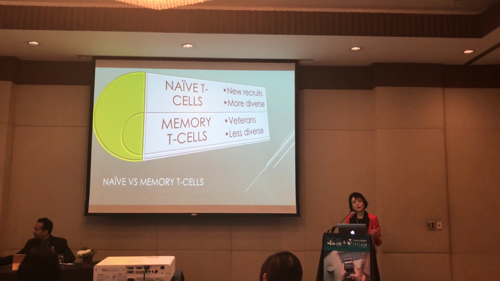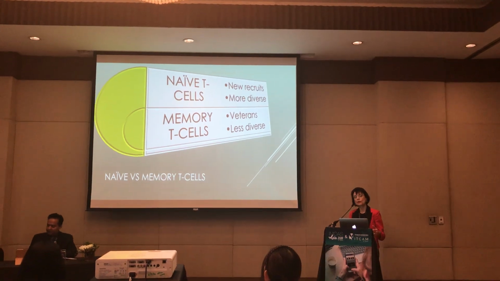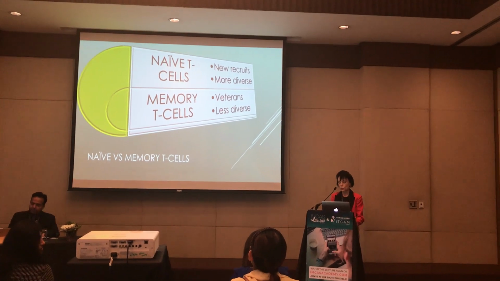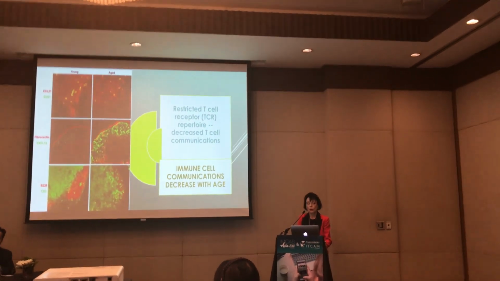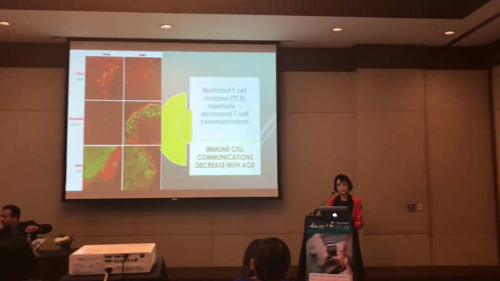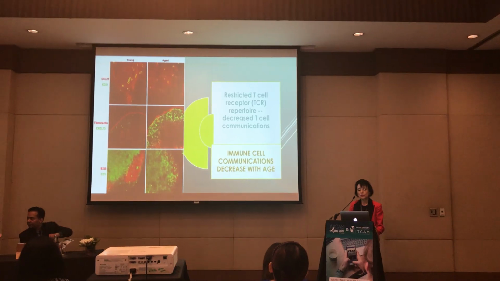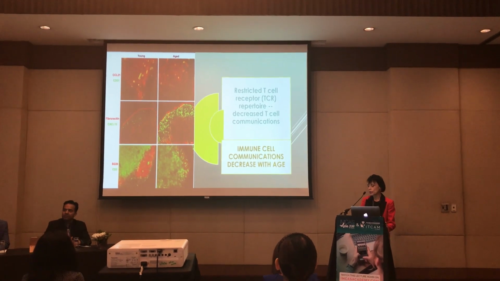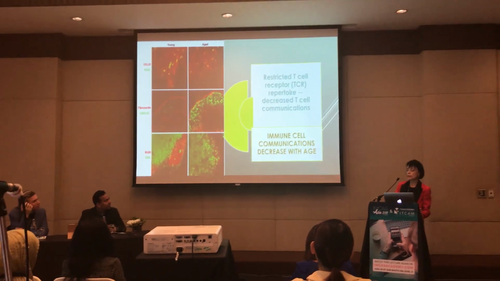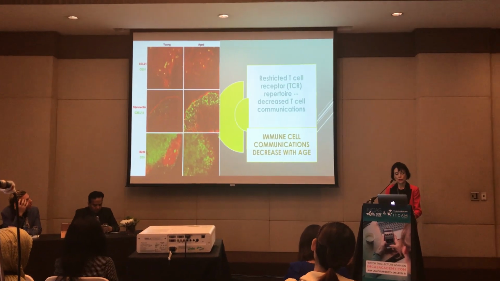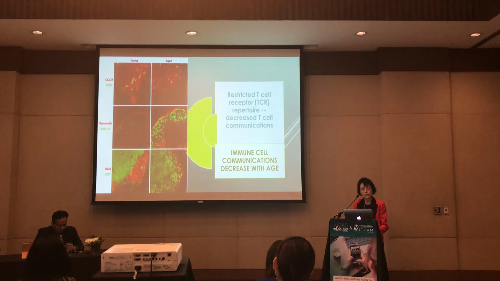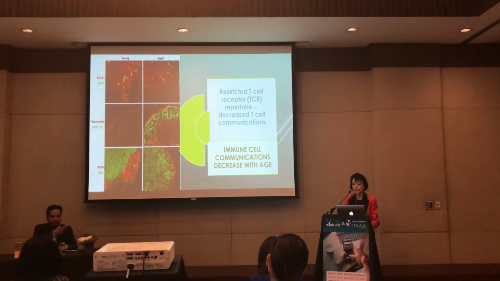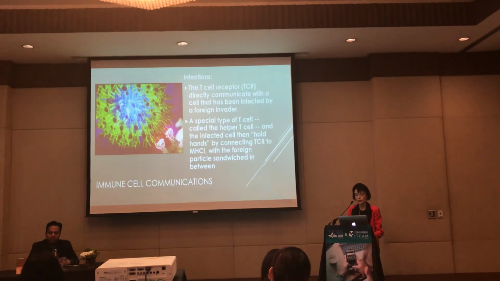The naive T cells are the new recruits. The memory T cells are sort of the veterans. They're less diverse. Naive T cells are more diverse. Now, regarding the T cell receptors, there is decreased T cell communication with aging. And you can see on the slide here, under the microscope, what it looks like for the young and the aged regarding the T cell receptor communications.